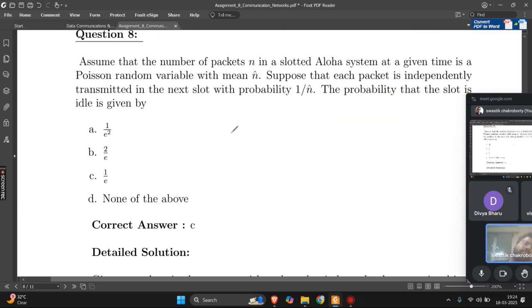Now assume that the number of packets n in a slotted ALOHA system at a given time is a Poisson random variable. So the number of packets that are present in a slotted ALOHA system is given to be distributed as Poisson. Suppose that each packet is transmitted within the next slot with probability 1 by n hat. So the number of packets is Poisson with a mean of n hat. Now each packet is independently transmitted in the next slot with probability 1 by n hat. The probability that a slot is idle.